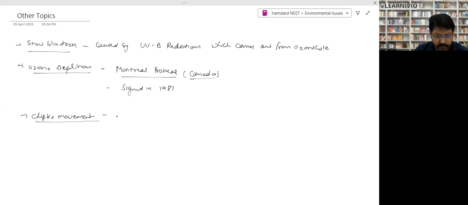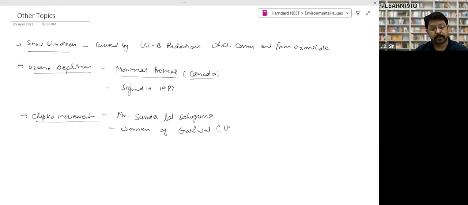The Chipko movement in India was made into a movement by Mr. Sundarlal Bahuguna. And this movement was started by the women of Garhwal, Uttarakhand. That you need to remember, the state of Uttarakhand. And the movement was started in 1974. That also you need to remember.